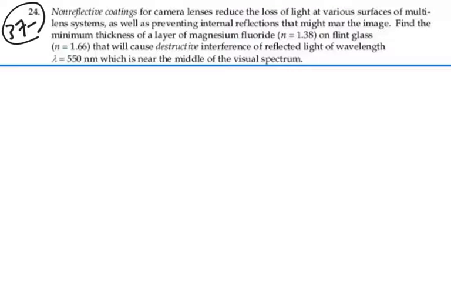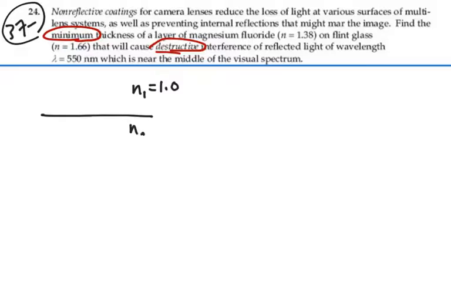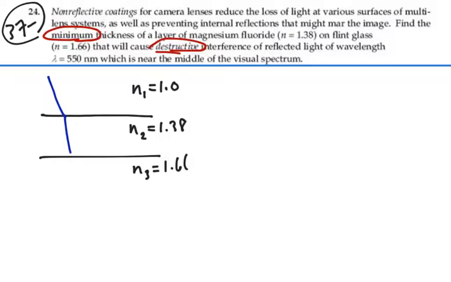Okay, so keywords here are finding the minimum thickness causing destructive interference. And our situation here is that we have light coming from air going through magnesium fluoride, which has an index of 1.38, and then going into flint glass, which has an index of 1.66. So the light would come in, refract toward the normal, and reflect.